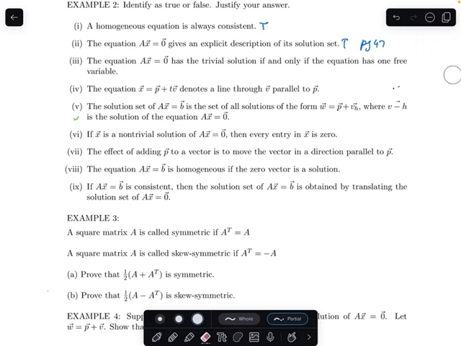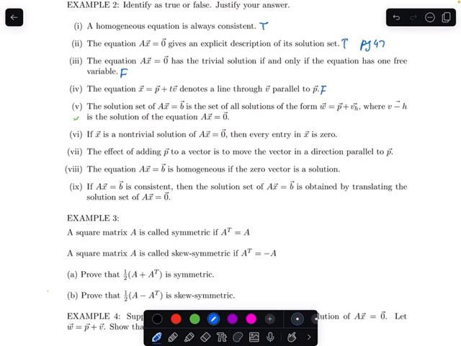So that's why the solution is explicit. Next one, number 3, says that the equation AX is equal to 0 has the trivial solution if and only if the equation has one free variable. Of course, this is false, because if there is a free variable, then the solution is not trivial. Then we actually have infinitely many solutions. Number 4: the equation x is equal to b plus tv denotes a line through v parallel to p. This is wrong because it denotes a line through p parallel to v.